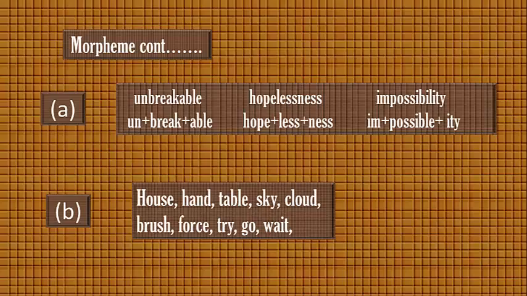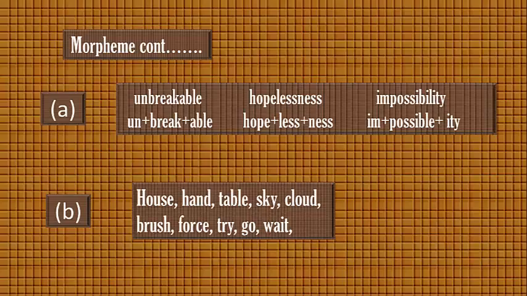Look at the words in set B. House, hand, table, sky, cloud, brush, force, try, go, wet. Can we divide these words into simpler terms? No way. For example, if we split the word house into HO and USE, though USE becomes use, it lost the complete meaning of house. It means something quite different from the meaning of house.